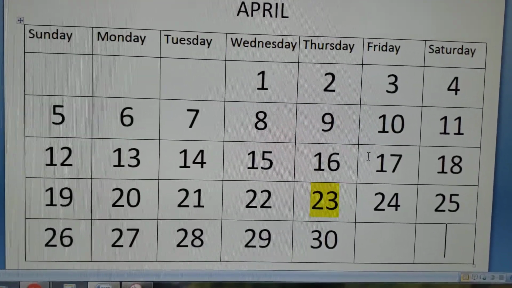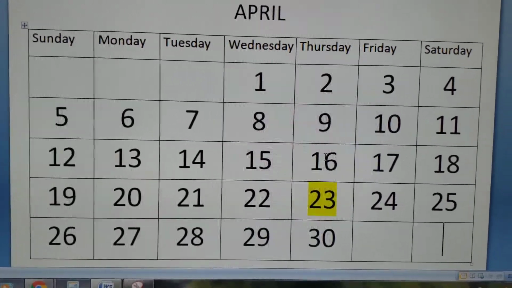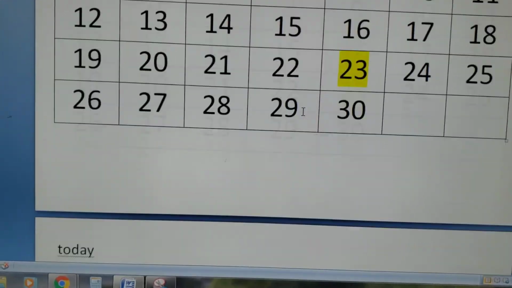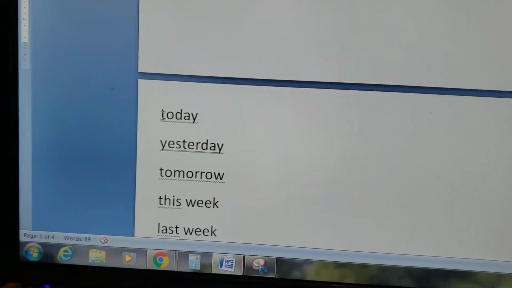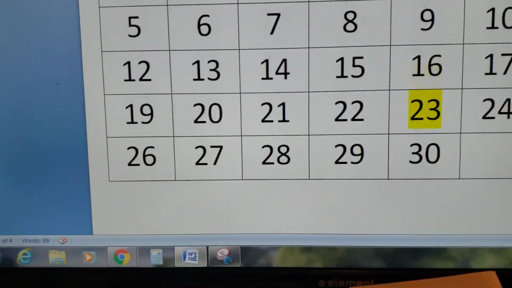And time could be time on a clock, but time is also months of the year and days of the month. So let's go down and talk about some words. So we see the word today. Let's talk about today. What is today?